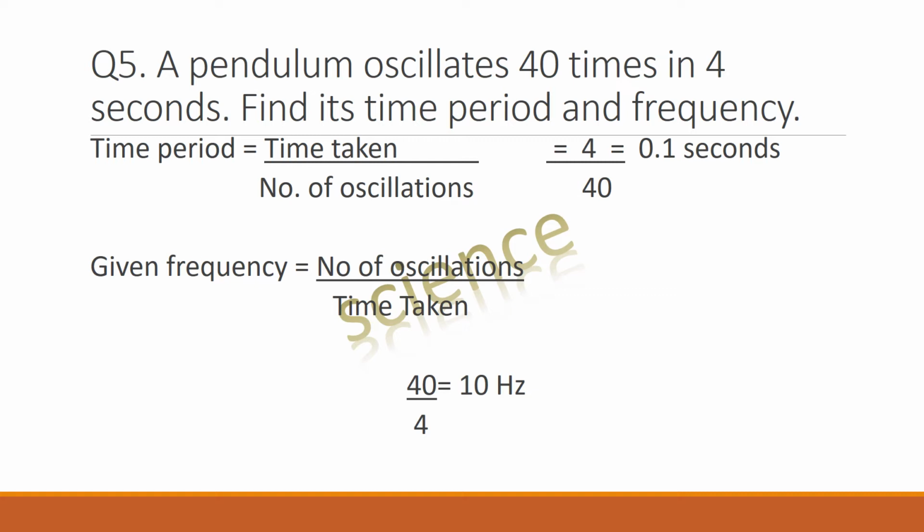And now you have to find the frequency. So frequency is equal to number of oscillations upon the time taken. So number of oscillations is 40 and the time taken is 4 seconds. So 40 divided by 4, that will give you 10 Hertz, that is the frequency.